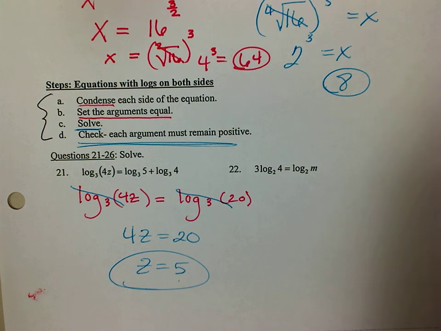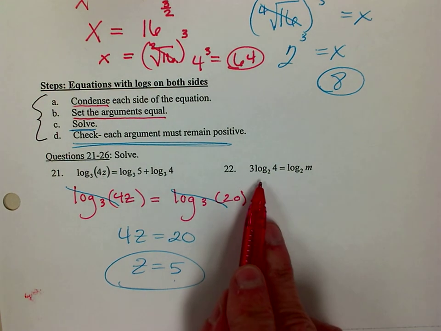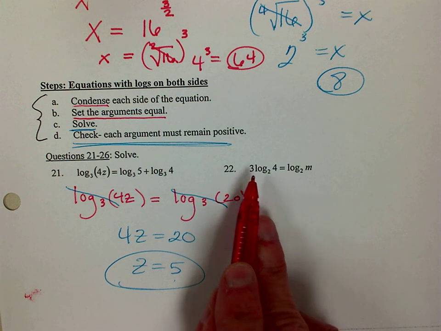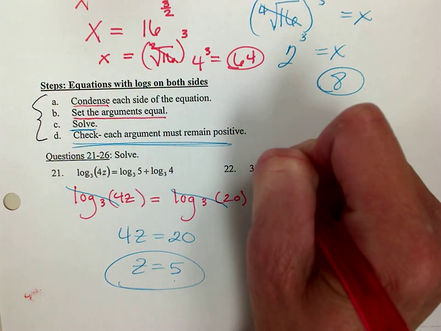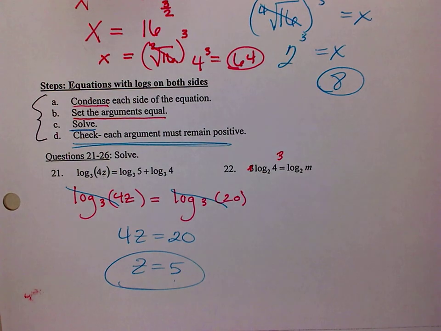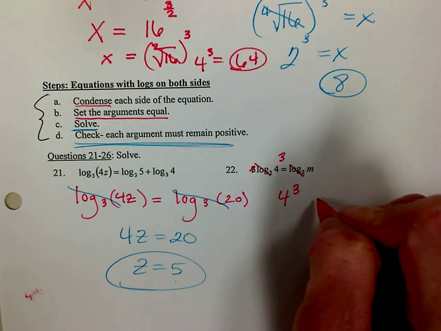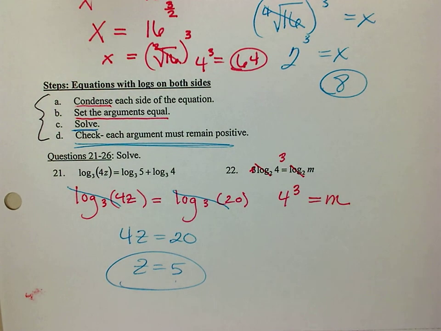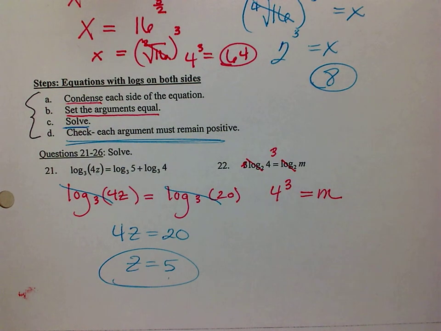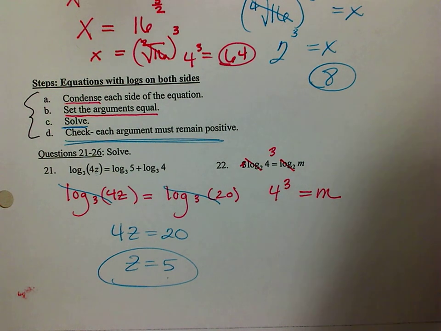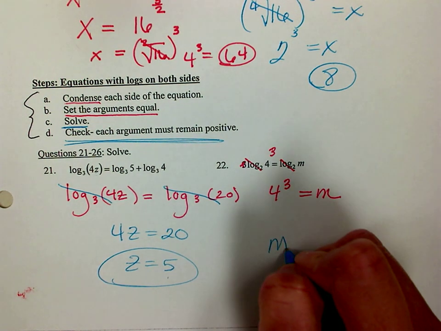Okay, 22. So it looks like the left side is not condensed because this 3 should really be an exponent. So I'm going to make that be a 3 up there. Okay, so now I can cross off the logs. I'm left with 4 cubed equals m. Well, now I just got to figure out what 4 cubed is, and then that's my answer, which is 64.